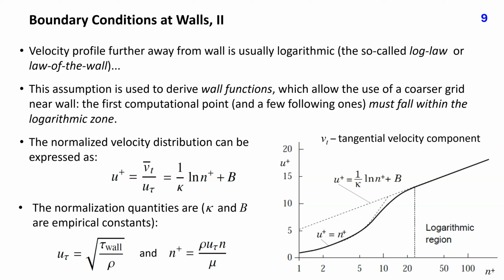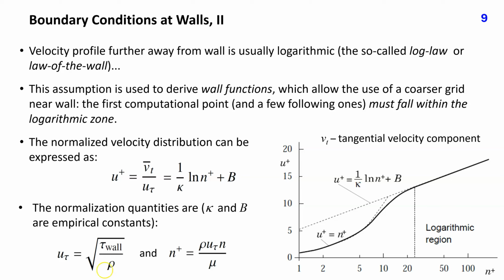The normalized velocity distribution can be expressed as follows. U plus, equal to the tangential velocity component divided by U tau, the shear velocity, equals 1 over kappa ln n plus plus B. Here, Vt is the velocity component tangential to wall, and the overbar denotes the average value. The velocity is normalized by the shear velocity, defined as the square root of the ratio of wall shear stress and density. Kappa and B are empirical constants derived from experimental data.